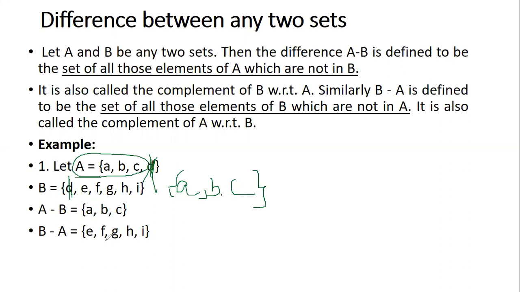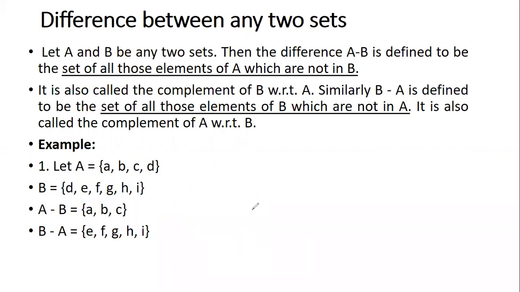Correct? So this is A minus B. When it comes to B minus A, in that scenario, we consider all the elements that are in B, which are not in A. All the elements which are in B, which is E, F, G, H, I. D is a common element which is in A as well as B. So we will not consider the common element. Everybody understood A minus B?